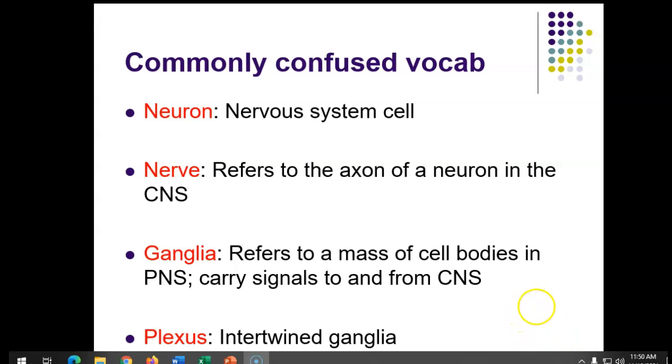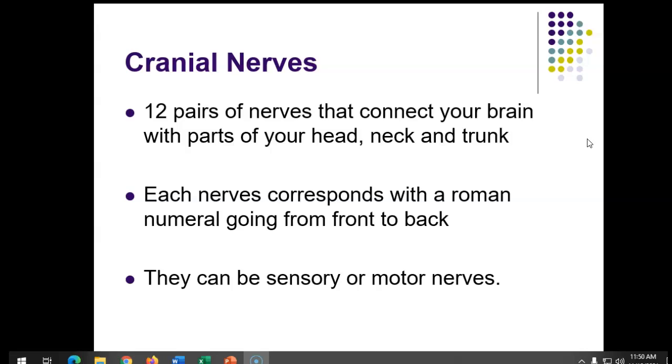And when we talk about a plexus, we're talking about a group of ganglia that are going to intertwine with each other and serve a general area. There are 5 major plexus, which we'll talk about here in just a second. So let's start with the cranial nerves.